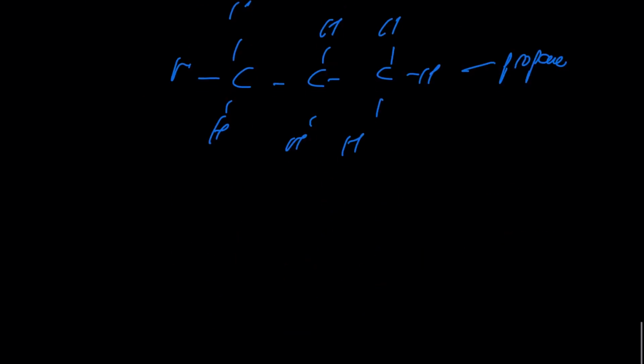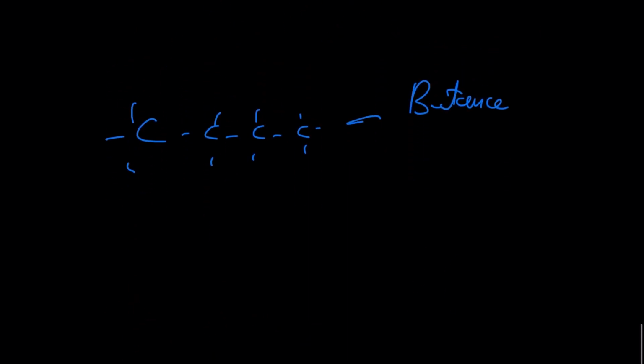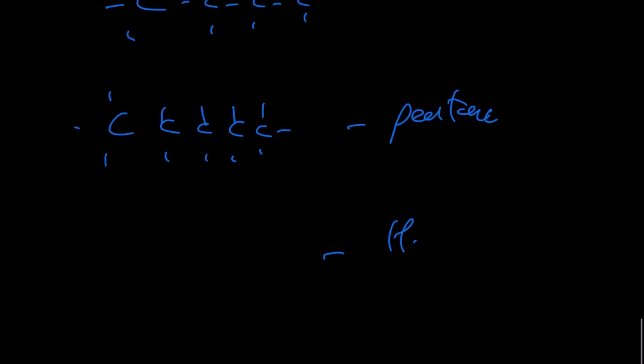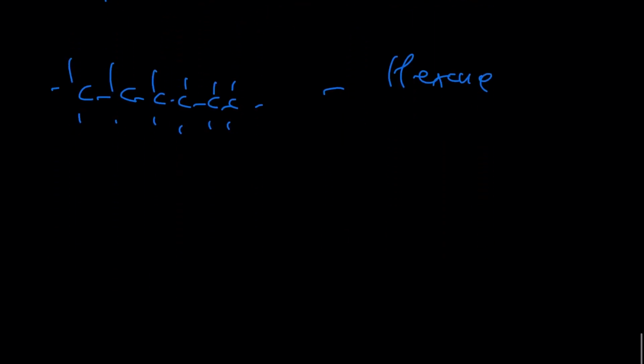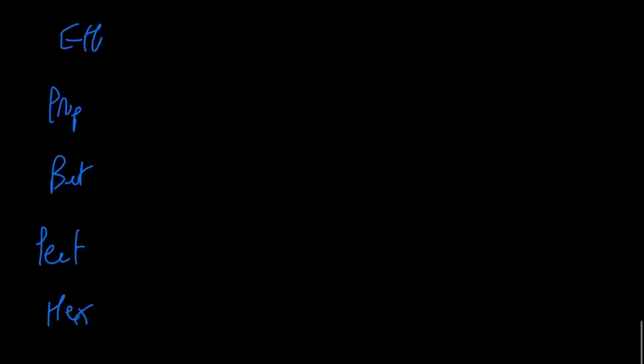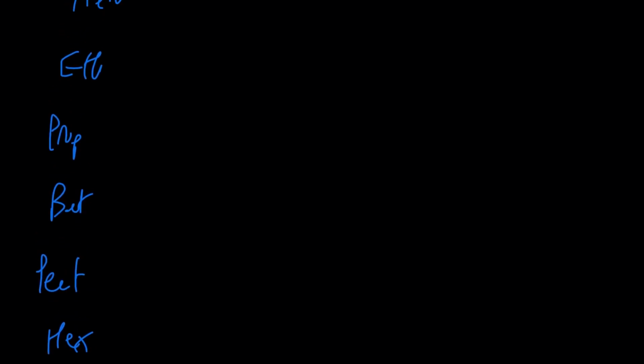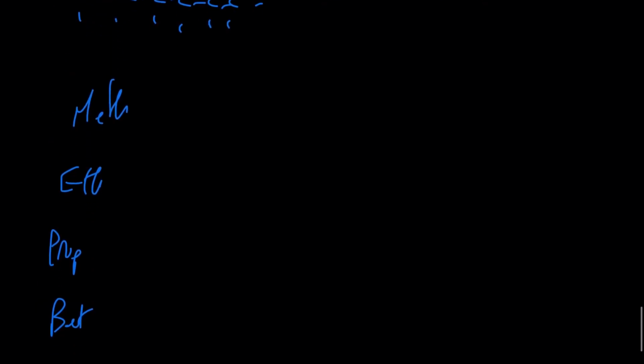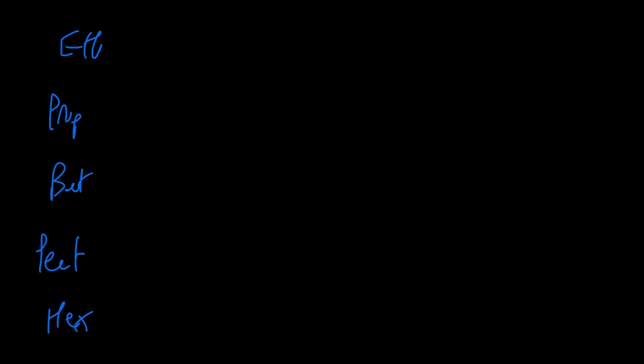is called propane. The one with four carbons, butane. Five carbons, pentane. Six carbons, hexane. So we have meth, eth, prop, but, pent, hex. To memorize it, you can use a mnemonic: meth, eth, prop, but, pent, hex. It's actually P, not B, but for memorization purposes you can pronounce it B.